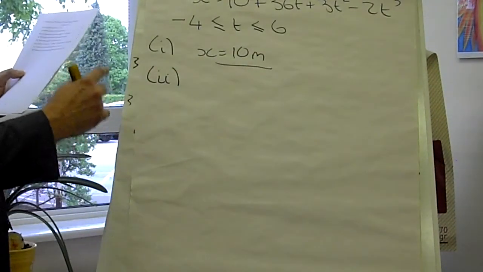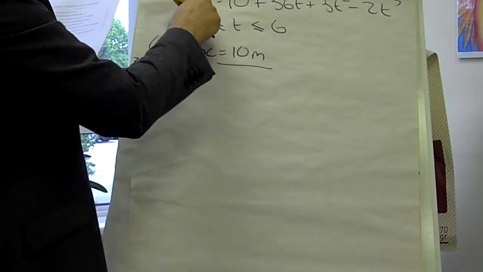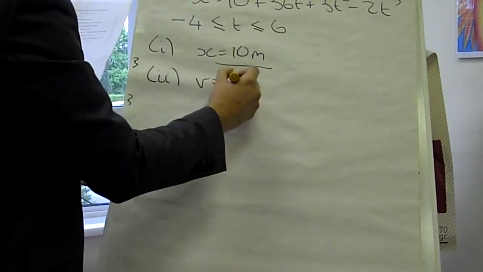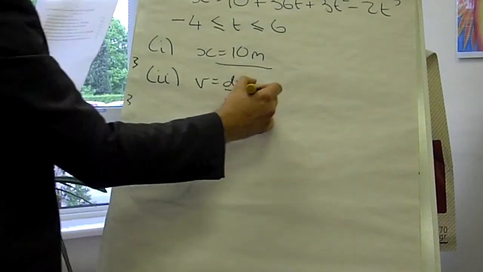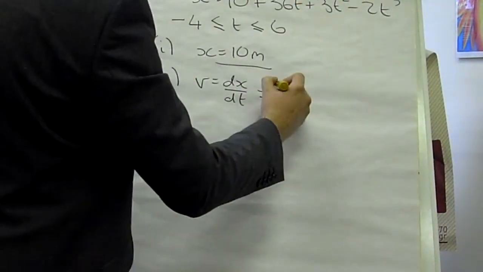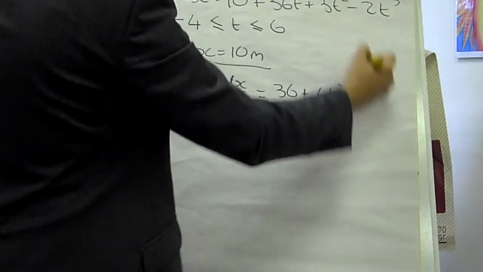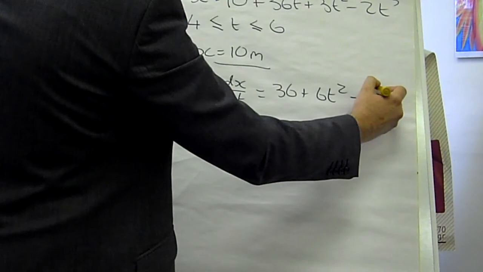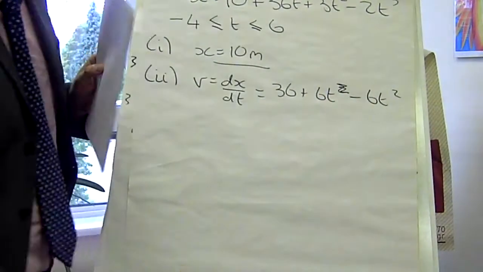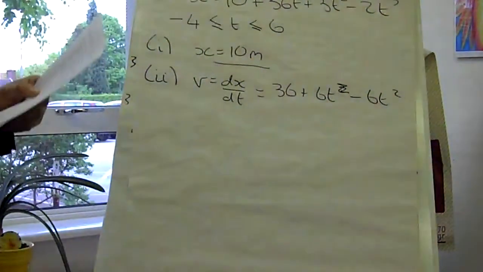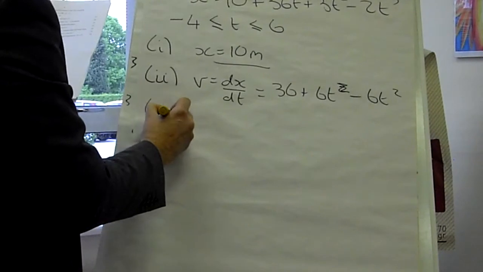Well, we know that velocity is change in distance over change in time. In other words, velocity is dx/dt, change in distance or displacement over change in time. And if we differentiate this, we get 36 plus 6t, minus 6t squared.